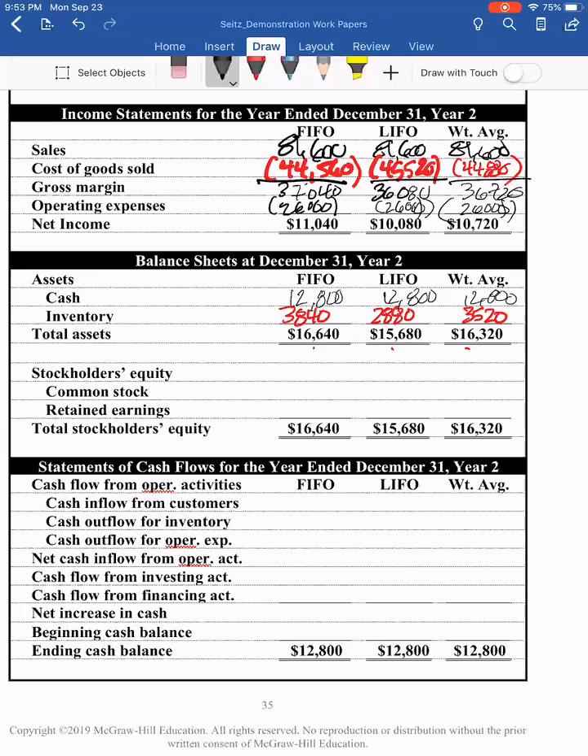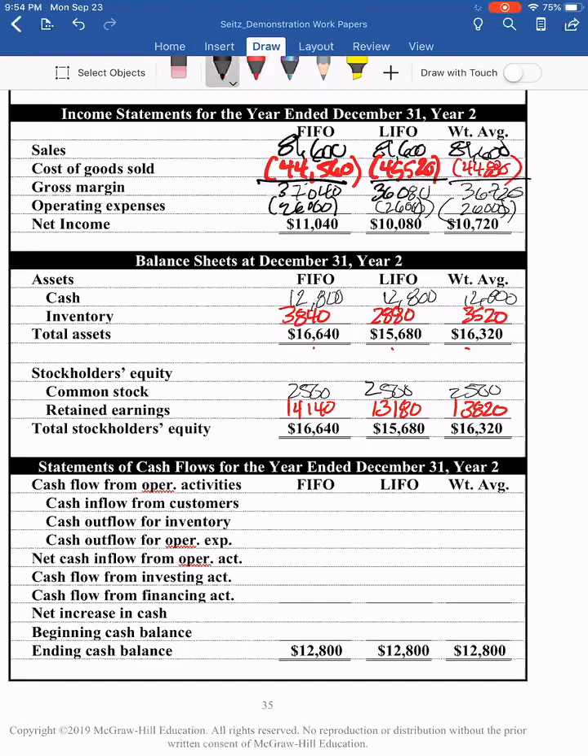What doesn't change? Common stock doesn't change. All this was given in the problem. Retained earnings, though, would change, and that's because retained earnings changes because cost of goods sold is different, and then it's an expense, and all expenses affect retained earnings. They decrease retained earnings. So depending on the amount of the expense, that would affect the amount of retained earnings. So that's something to consider.